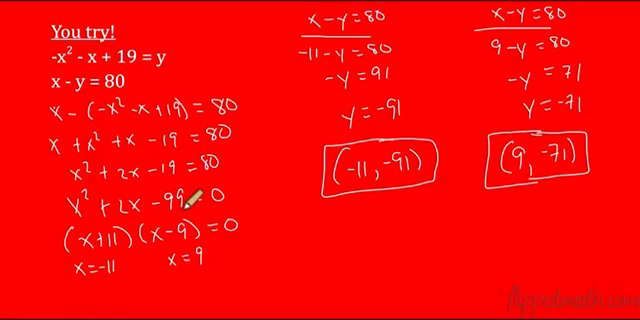Two numbers that multiply to negative 99 and add to 2 are 11 and negative 9. So when I use the zero product property, I got negative 11 and positive 9. I chose this second equation. It seemed a little bit less involved. I plugged in negative 11, I got negative 91. I plugged in 9, and I got negative 71. So if you want to pause and look at that, feel free to do so.